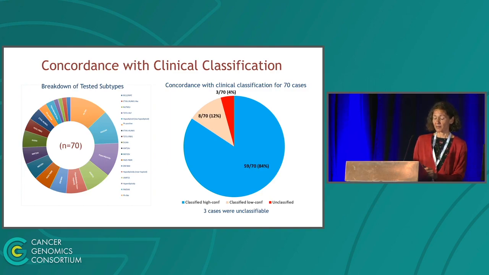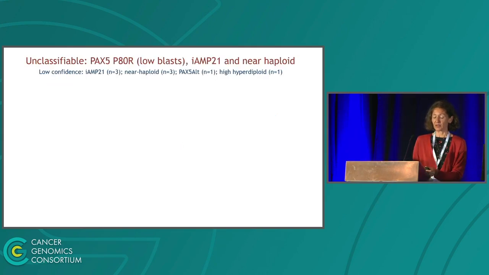Additional 12% classified with low confidence, and only 3 remained unclassified. So we thought that that was a pretty good performance. And then we looked in detail at unclassified and low confidence classified cases.